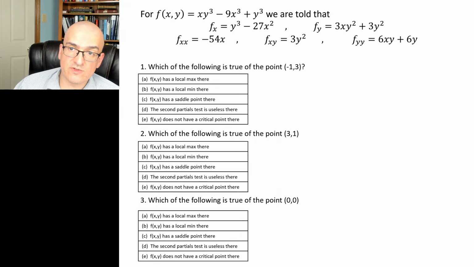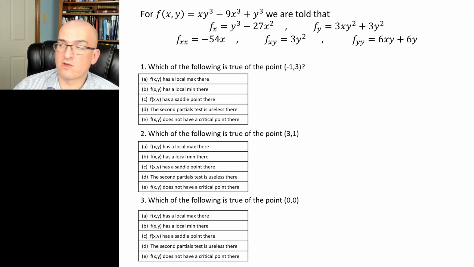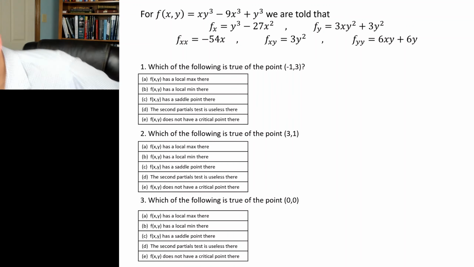A point could be just a random point. It could be a critical point. It could be a max. It could be a min. It could be a saddle. There's all different types of possibilities.